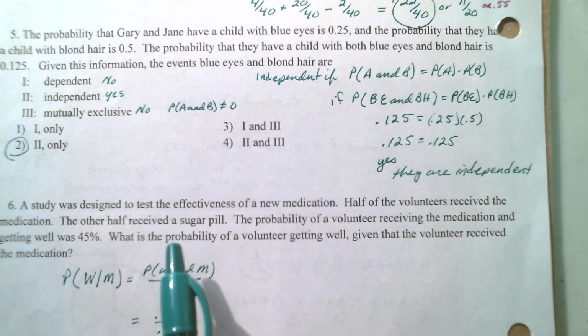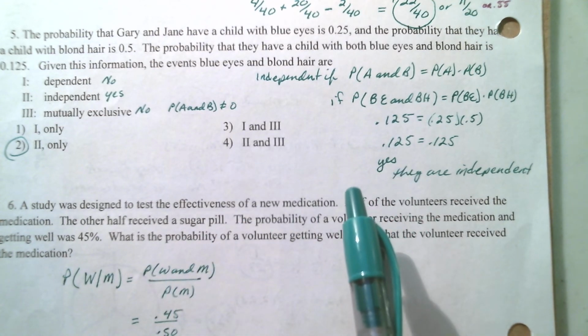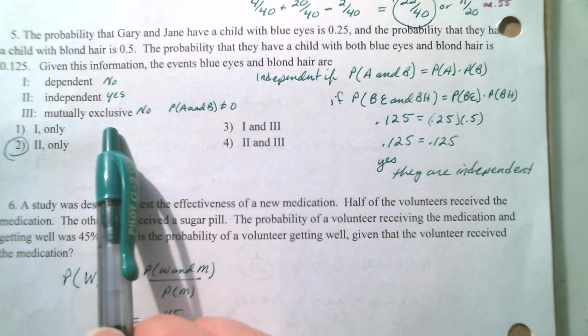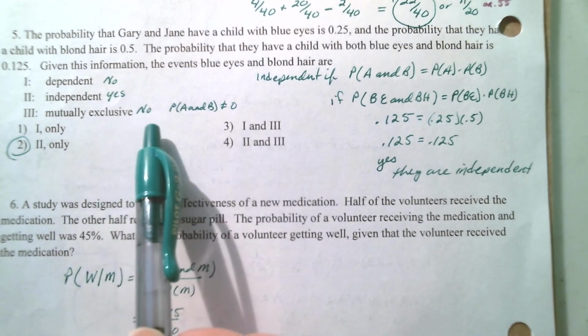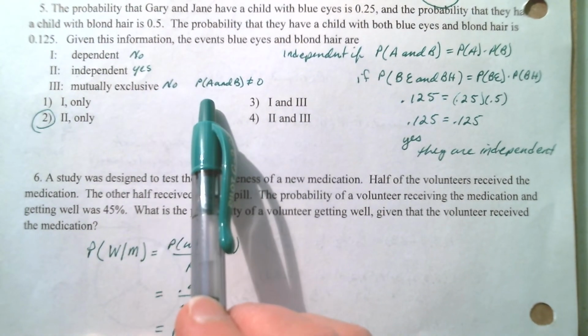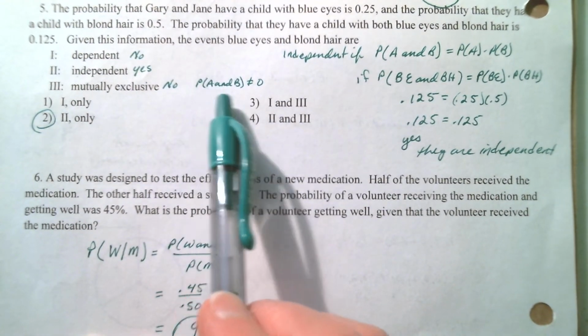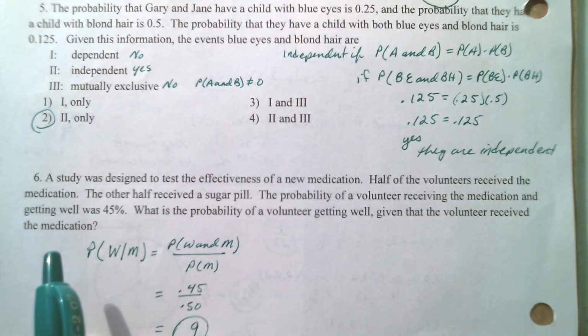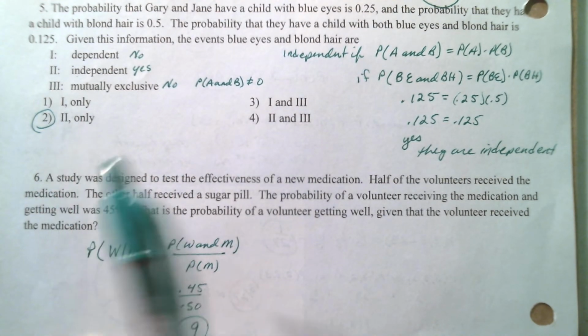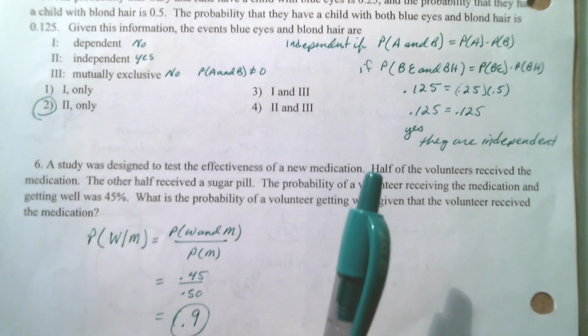And since we do have a probability for blonde hair and blue eyes, they cannot be mutually exclusive. If they were, then the probability of blonde hair and blue eyes would be 0. So choice 2 only. They are independent.